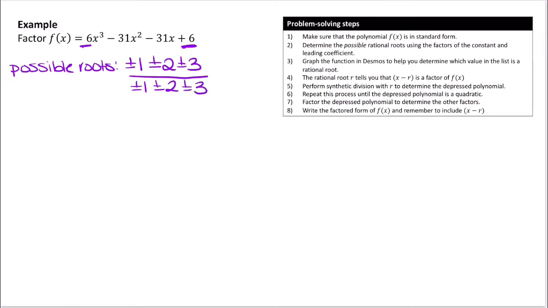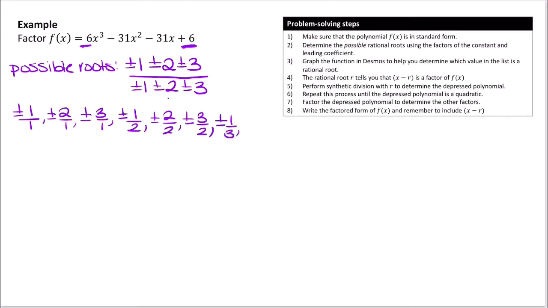So let's first write all of the numerator over 1. So we have plus or minus 1 over 1, plus or minus 2 over 1, plus or minus 3 over 1. Okay, now let's go to the next denominator, the 2. So we have plus or minus 1 over 2, plus or minus 2 over 2, and plus or minus 3 over 2. Okay, and now we have the third denominator, which is 3, plus or minus 1 over 3, plus or minus 2 over 3, plus or minus 3 over 3.